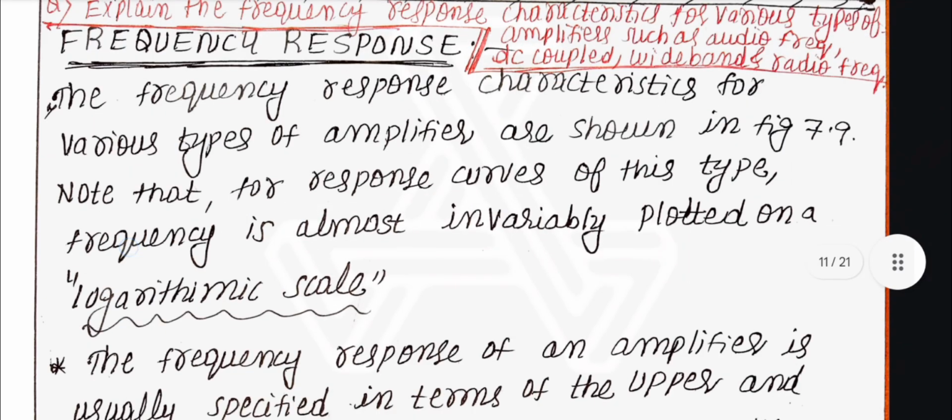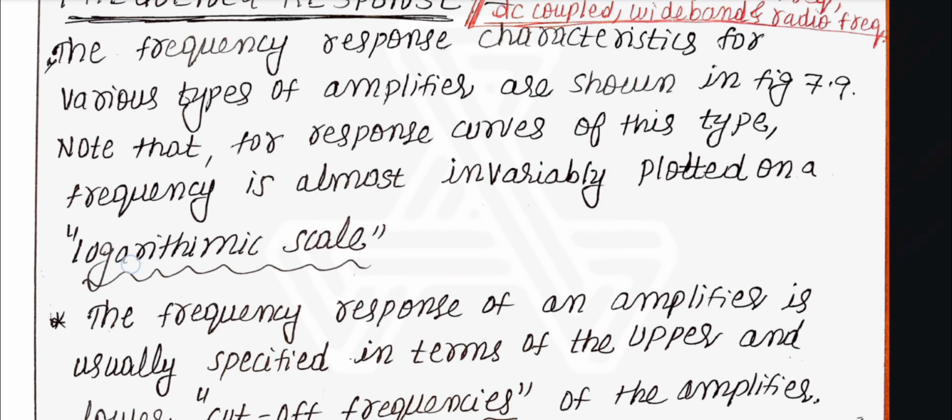Explain the frequency response characteristics for various types of amplifiers such as audio frequency, AC coupled, DC coupled, wideband and radio frequency. Frequency response. The frequency response characteristics for various types of amplifier are shown in figure 7.9. Note that for response curves of this type, frequency is almost invariably plotted on a logarithmic scale.